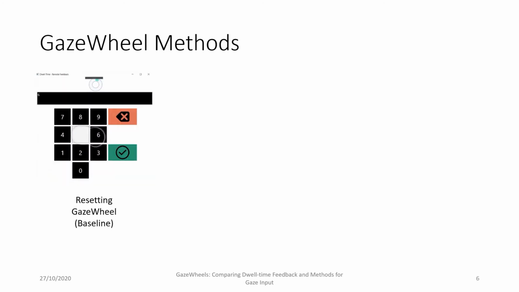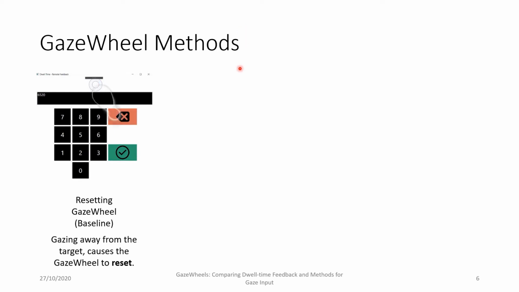So our proposed GazeWheel aims to provide the user with feedback in different forms when providing input using dwell time. We implemented multiple variations of GazeWheel. The first one is here on the left. What happens here is that when the user gazes at a target, a wheel appears and starts getting filled as long as you are looking at the target. Now, if you look away from the target, it resets, and hence the name Resetting GazeWheel.